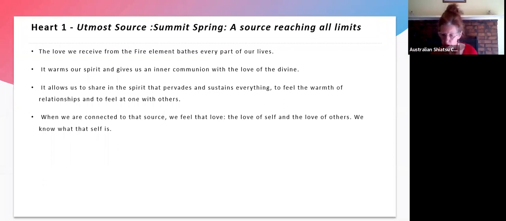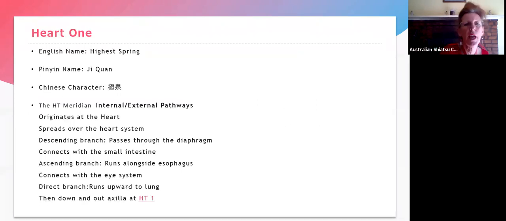Ji-Quan, Heart 1. It's the entry point of the heart meridian, and it means a source that can reach all limits. You might like to hold that point, both sides or one side, while I'm reading it and just having this reflection. Now, I'll go back again. I want you to see the characters. There are 2 characters, and the second character normally sits underneath the first.